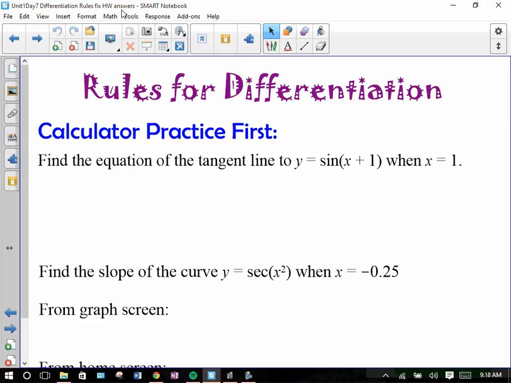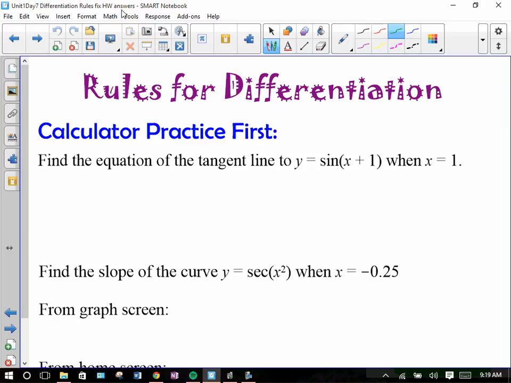Here's what we're going to do. First thing we want to do is find the equation of the tangent line to y equals sine of x plus 2 for x plus 1, when x is equal to 1. In order to find the equation of the line, we need to do two things. You remember what those are? You need to find the equation of a line.